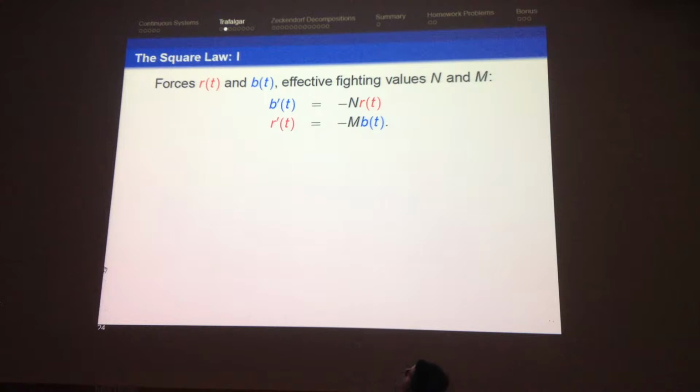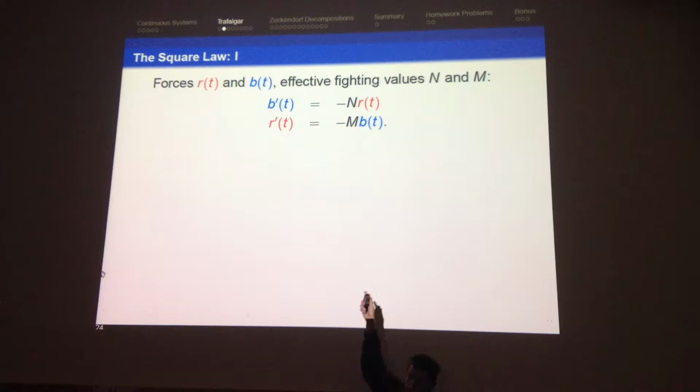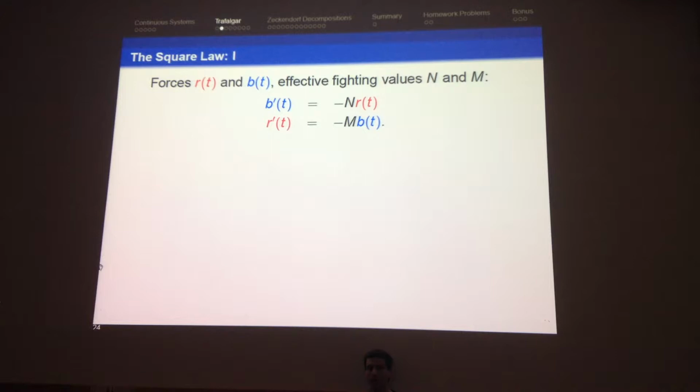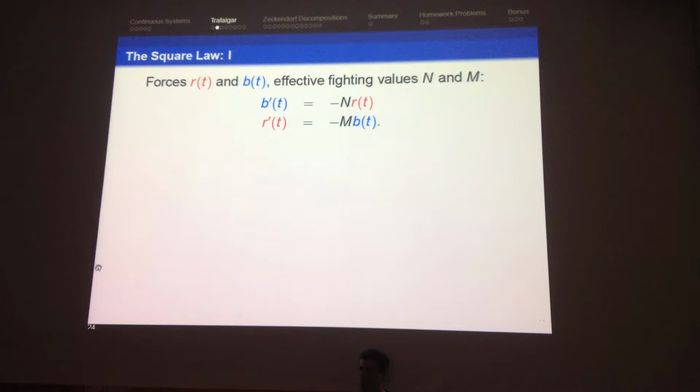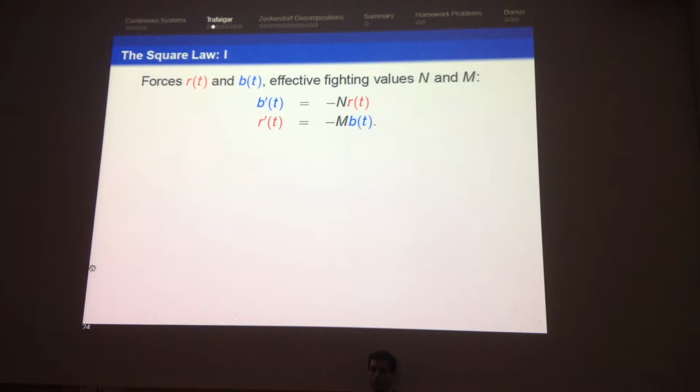And B prime, how the blue fleet changes over time, I'm saying is equal to negative N, the fighting effectiveness of the red fleet, times R of T, and the rate of change of the red fleet is negative M, the fighting effectiveness of the blue fleet, times B of T. Does this make sense in terms of our model? What this is saying is, the more red ships we have, the faster the blue fleet is decreasing. Now, whether or not it should be R of T squared, whatever, that's beyond us at this point. But this is the most basic model we can have. The more bad guys or good guys fighting you, depending on your point of view, the faster your forces should be going down. This is the simplest case, that the decrease is proportional to the number of ships attacking you. Do we know how to solve a system of equations like this? Yeah, this is exactly what we just did a moment ago.